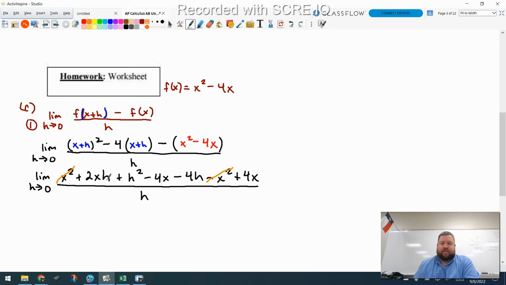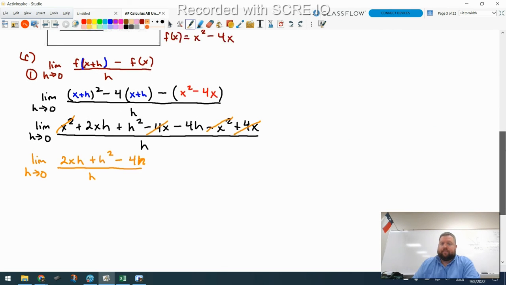All right, see how that has an h attached to it? That one's going to stay. This is an h. That's going to stay. This does not have an h. Minus 4x. Yep, plus 4x. Those are going to cancel. And then we have another h here. So let's rewrite our limit as h approaches 0. 2xh plus h squared minus 4h all over h. Okay, now this is a common denominator.